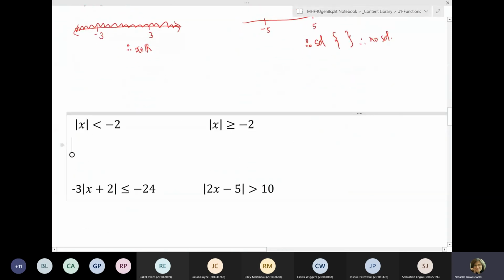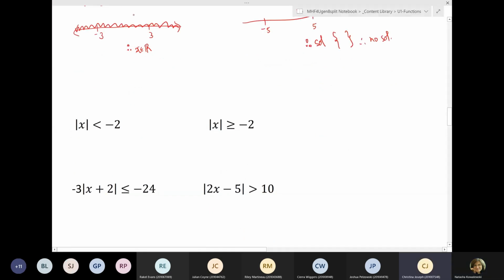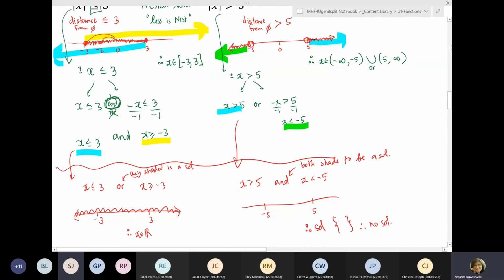Miss K, yes. Why would there be no solution for that last one? Can someone help out? Why is this no solution? Because when you have an and, both of the statements have to be true in order for it to be shaded in.